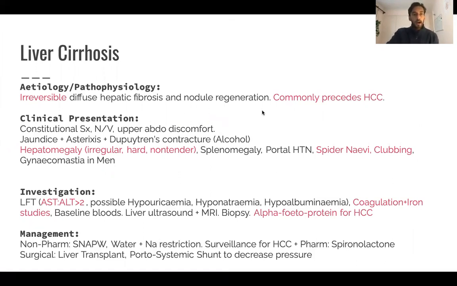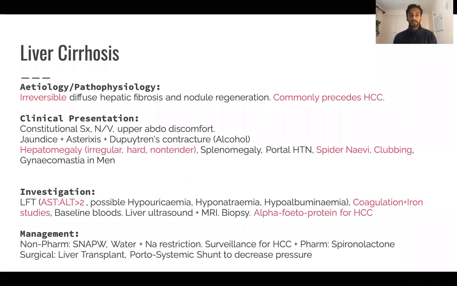Liver cirrhosis is your chronic liver disease. The main thing to really know is that it's irreversible. This is the kind of stuff that you'll see on a pathology exam once again: really heavy fibrosis and really irreversible nodule formation. It commonly precedes your hepatocellular carcinoma.